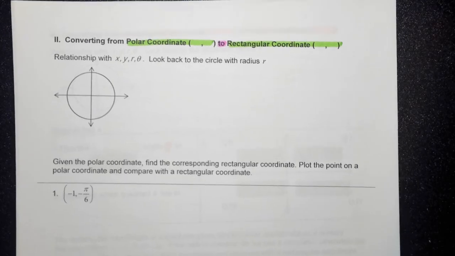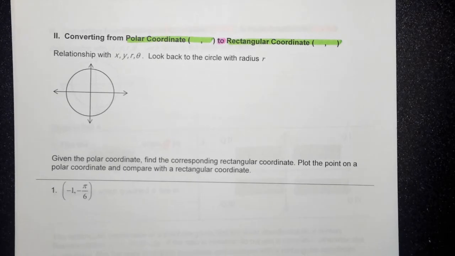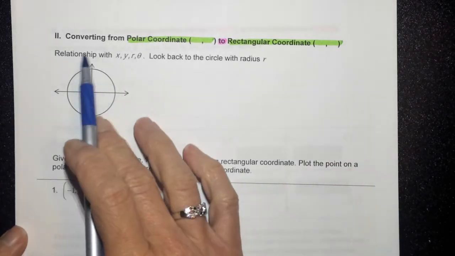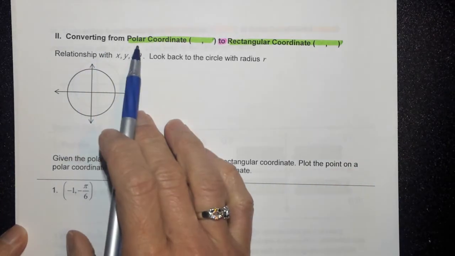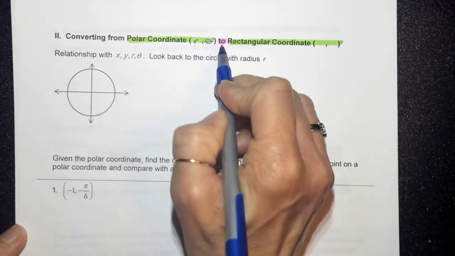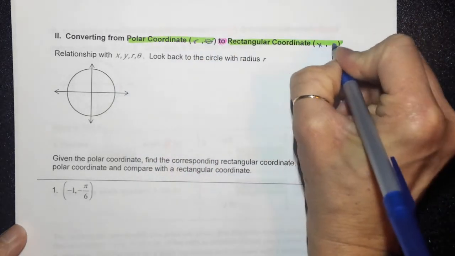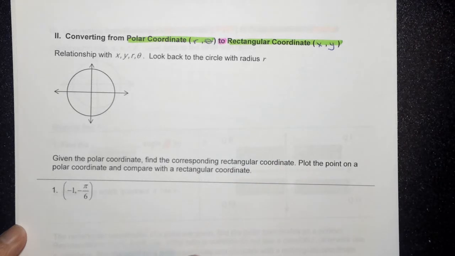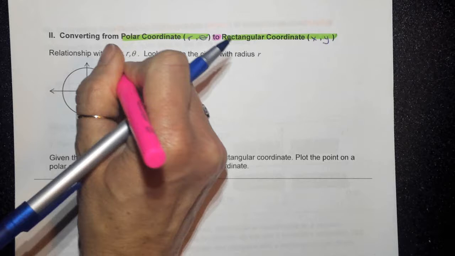Okay, so in this video we're actually going to focus on two sets of conversions. I'm going to do it all in one video. This is on the top of page 3 and then on the top of page 4. So the first thing we're going to focus on is converting from polar coordinates, which would be r theta, to rectangular, which is xy, which is what we're used to. And what we need to look at is the relationship of x, y, r, and theta.